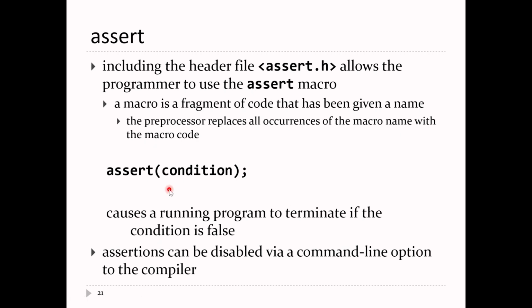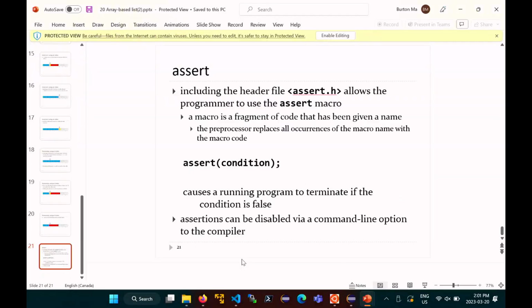The nice thing about assertions is you can use them while you are debugging and developing, and then you can turn them off when you're done, when you're sure your program's correct. So you can disable them via a command line option. All right, so let's look at the source code, because this is a bit of a beast.